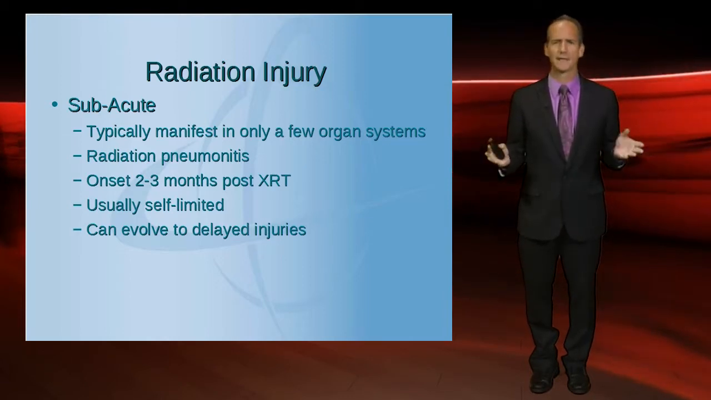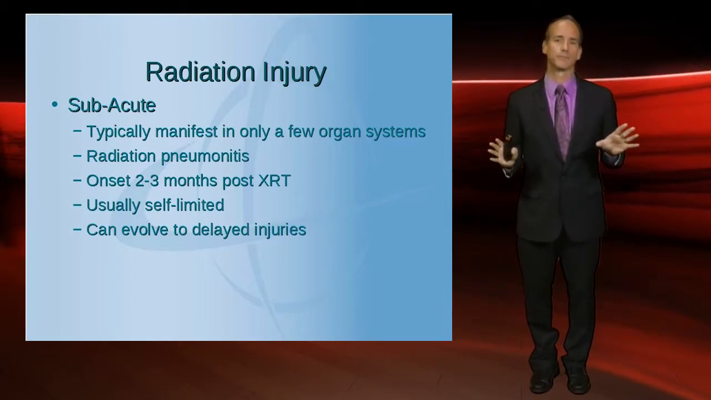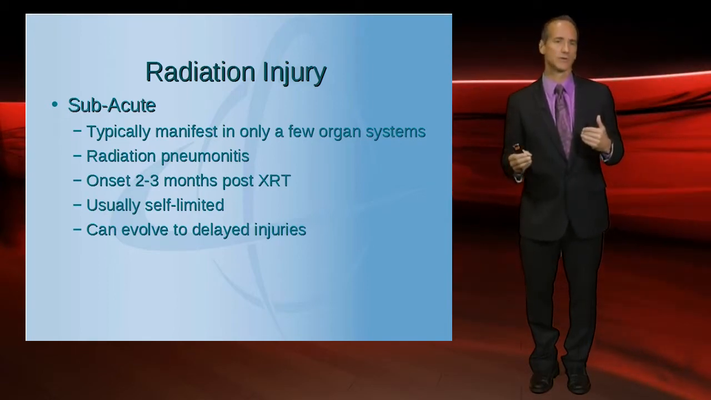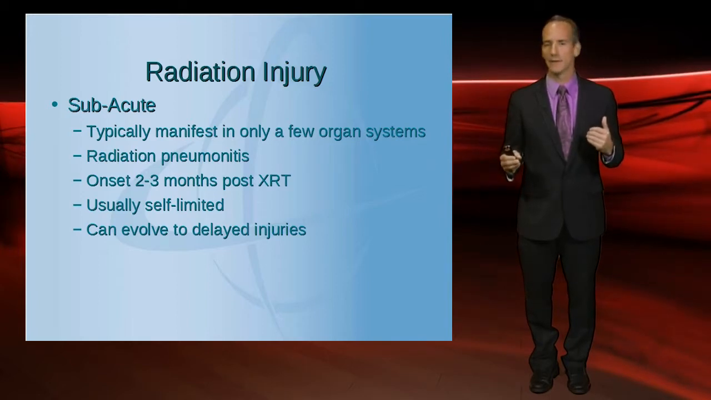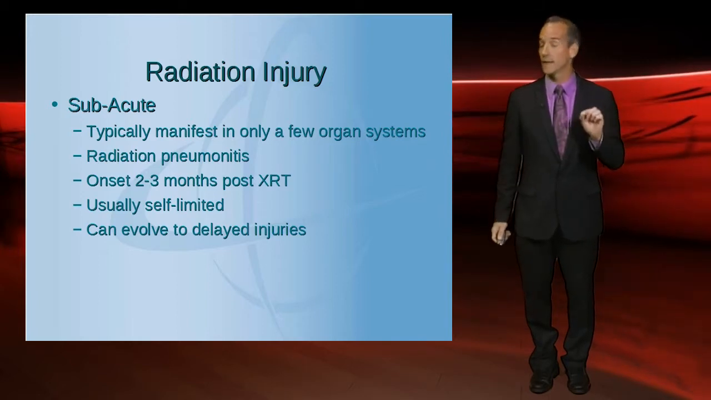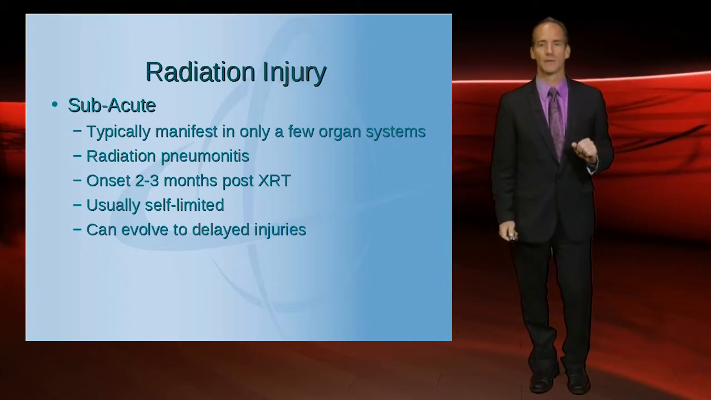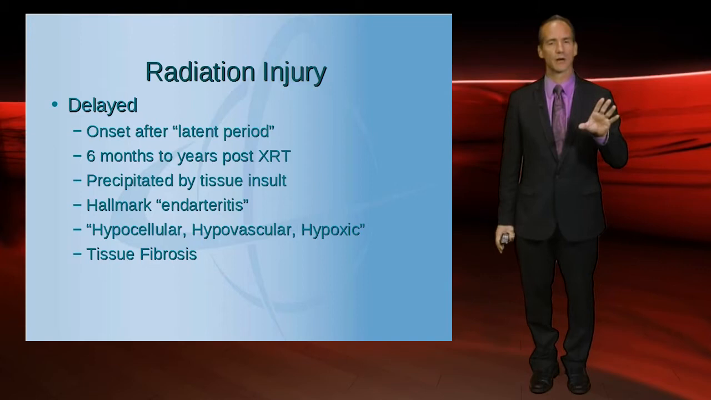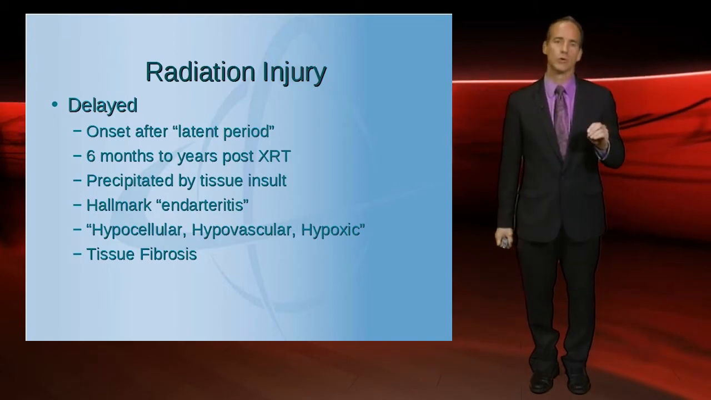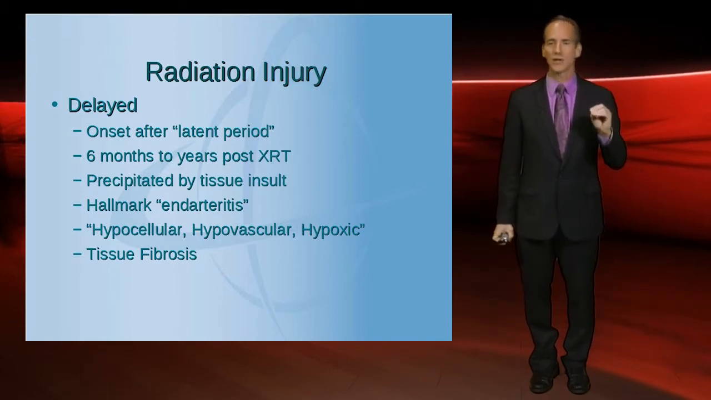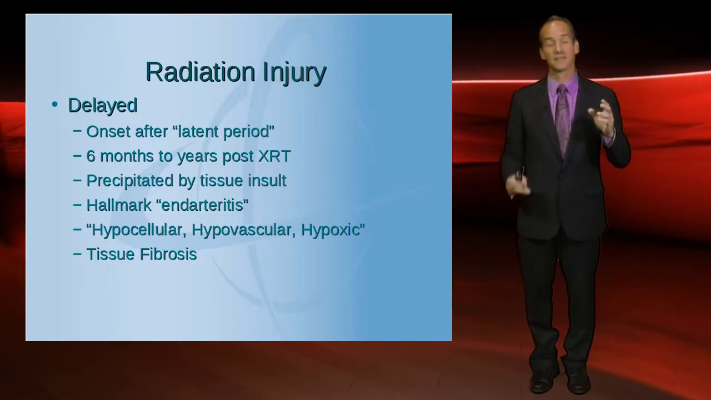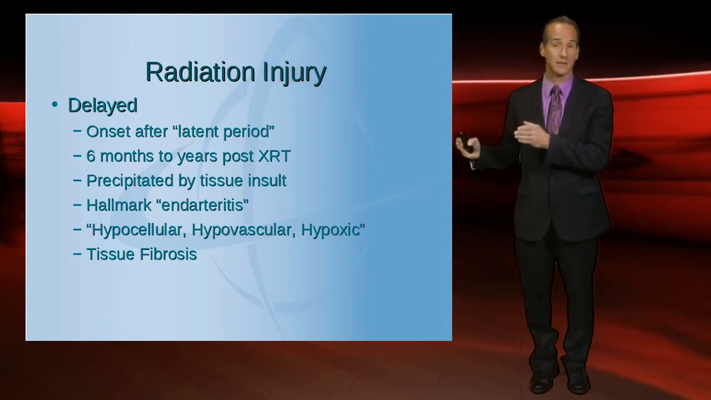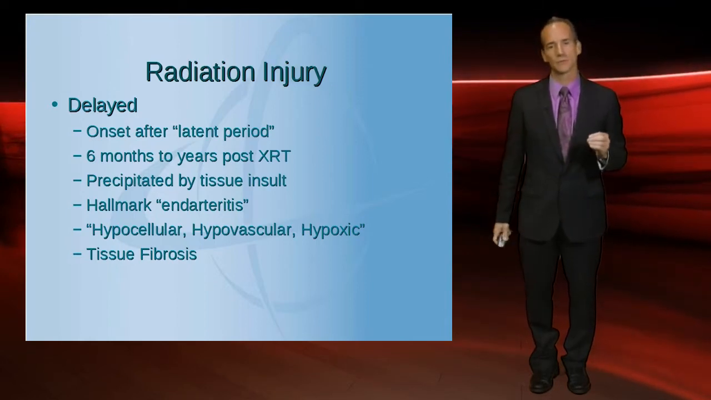Radiation pneumonitis is kind of the classic example. It usually comes on about 2 to 3 months after the patient has received radiation therapy. Again, it tends to be self-limited and can evolve to delayed injuries, but typically it is self-limited. Now, looking at delayed radiation injury, this is where, as a hyperbaric physician, you're going to be focusing. It's the onset after a latent period, typically 6 months to years and years. And I saw a patient who had had radiation therapy 70 years before she developed a soft tissue injury.